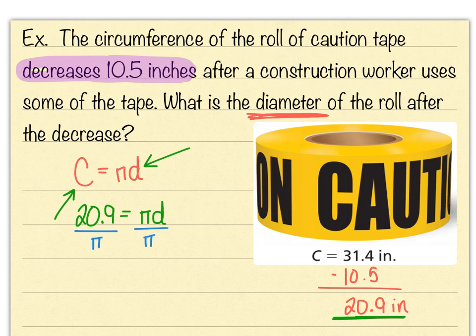Now remember, pi is a number. Pi is 3.14. It's not a variable. That can be confusing at times. It's a number. So I'm just going to divide, and when you divide 20.9 by 3.14, you get this really, really long decimal. And so I'm going to round it to one decimal place here.